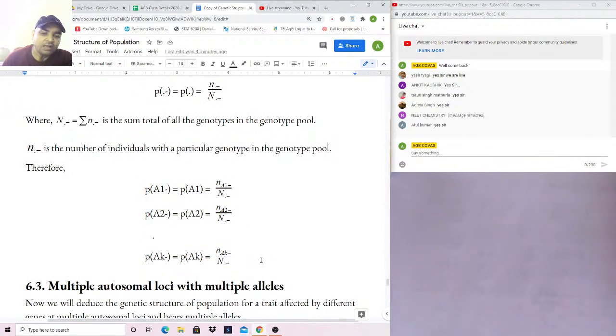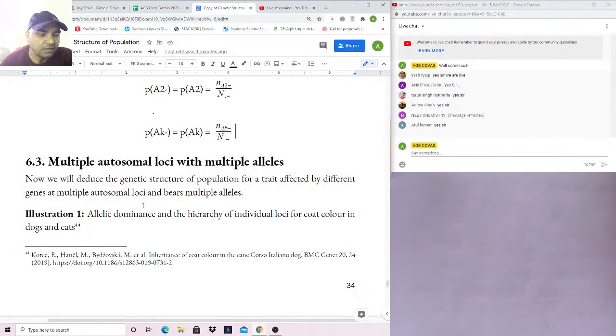Now I will try to finish this chapter by telling you the last part, the basic generalization for multiple autosomal loci with multiple alleles. Till now we were talking about one locus, either two alleles or many alleles, allosome, autosome. Now I will be talking about multiple autosomal loci with multiple alleles. Now we will try to deduce the genetic structure of a population for a trait affected by different genes at multiple autosomal loci and bearing multiple alleles.